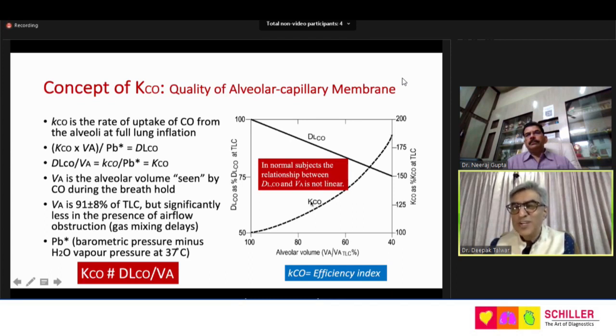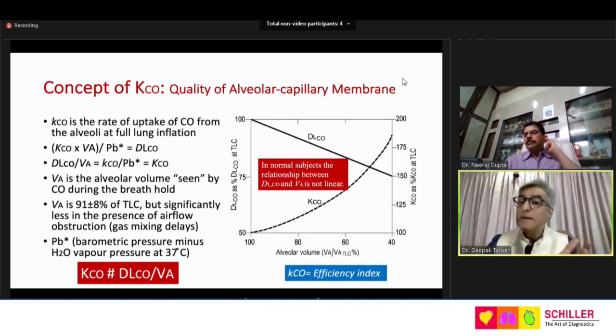So unit by unit change does not occur, and it is curvilinear. This is primarily trying to tell us that when the volume changes, the kinetics also change. So even if you correct it for the VA, it doesn't become a straight line, and it is not an equivalent change. That is why we need to understand that the KCO reflects the efficiency index of that membrane.